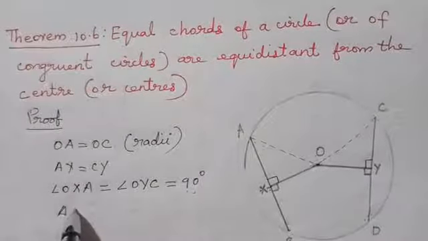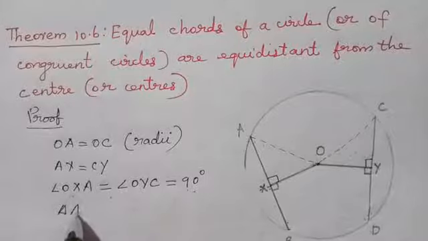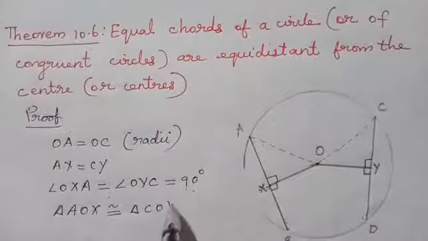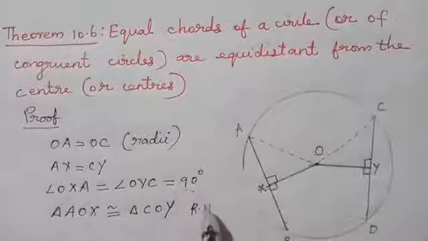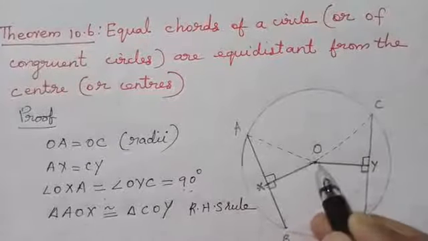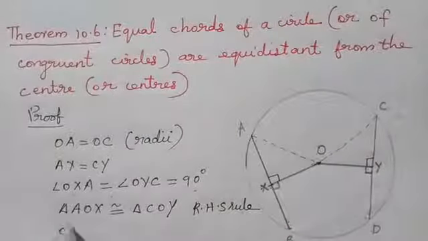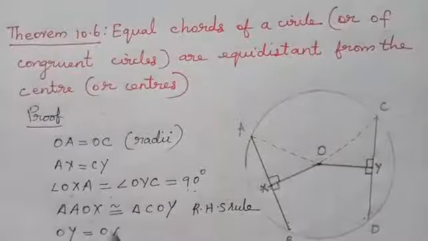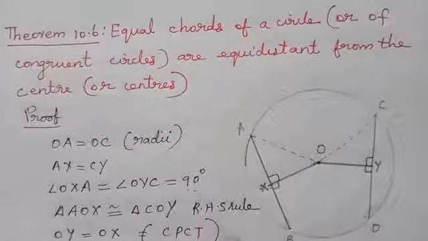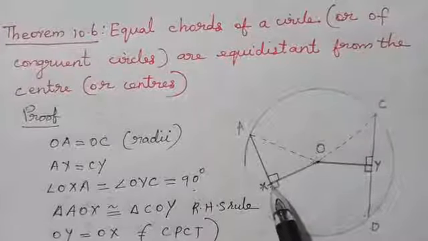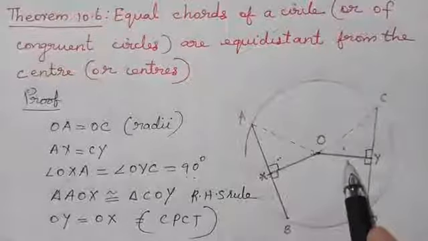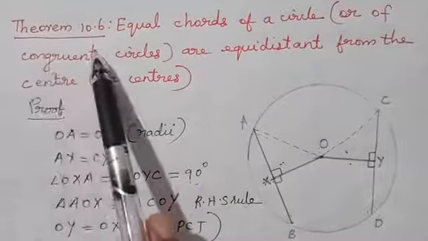Therefore, according to the RHS rule, triangle AOX is congruent to triangle COY. RHS rule. That means OX and OY are equal, according to CPCT. CPCT means corresponding parts of congruent triangles. Hence the proof.